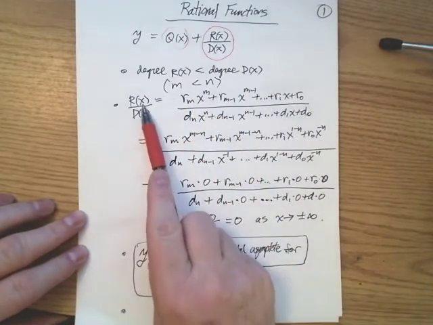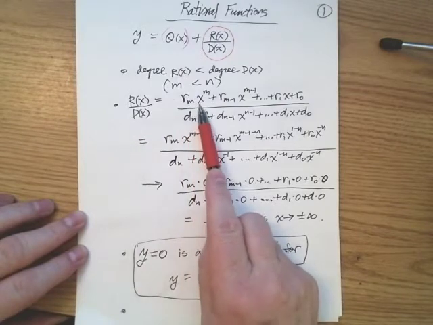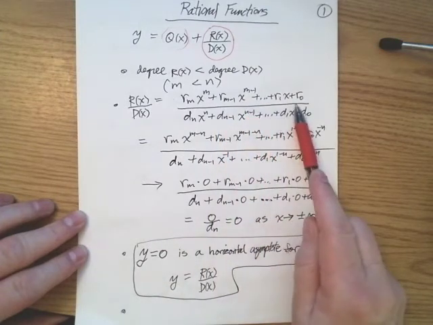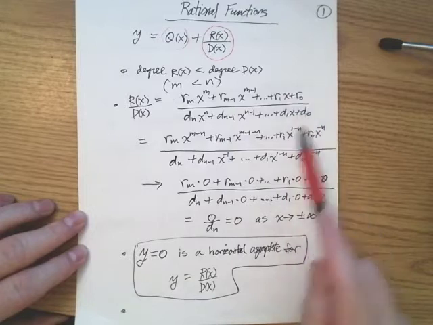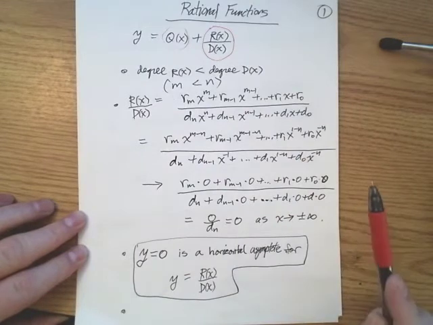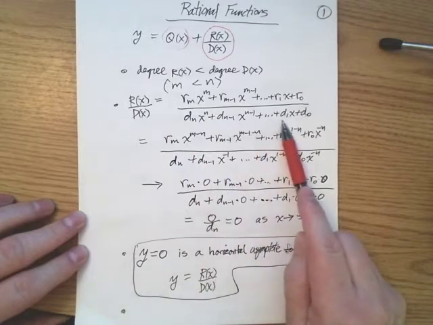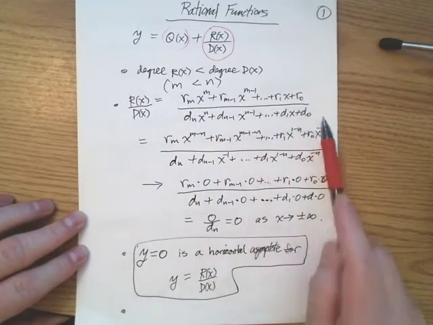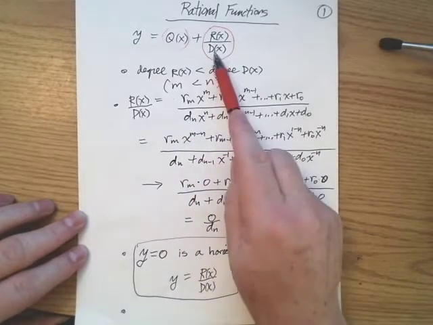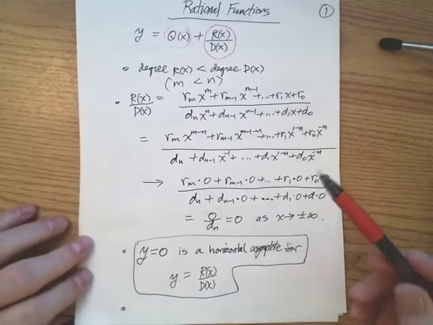So I imagine writing r of x this way in descending order: r sub m x to the m, plus r sub m minus 1 x to the m minus 1, all the way down to plus r naught. So these r's with the subscripts are what? The coefficients of the polynomial. So again, written in descending order. And then I'm going to do the same thing with d of x. It's in descending order also, only its coefficients will be represented by d's because the polynomial there is called d of x.